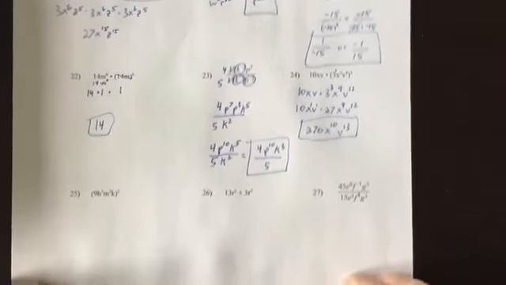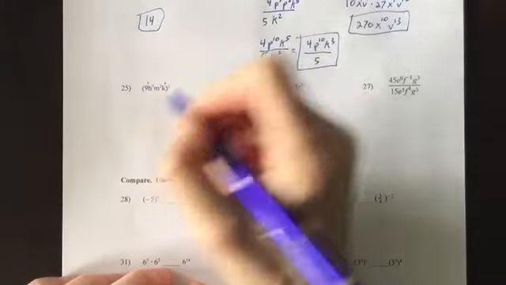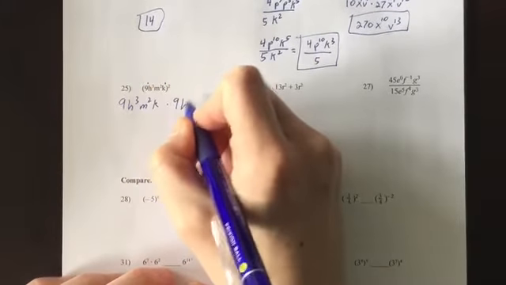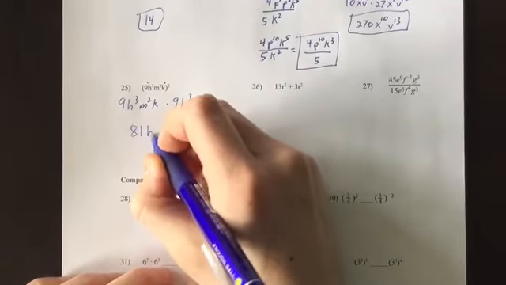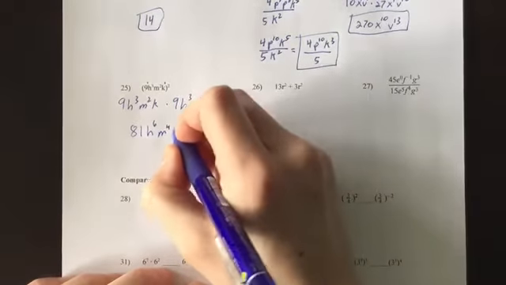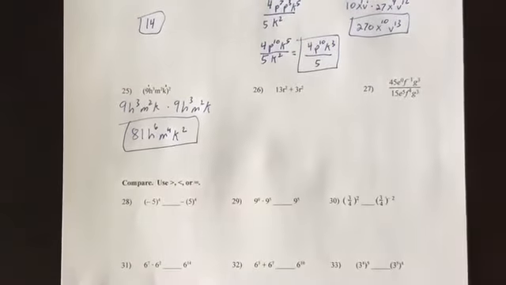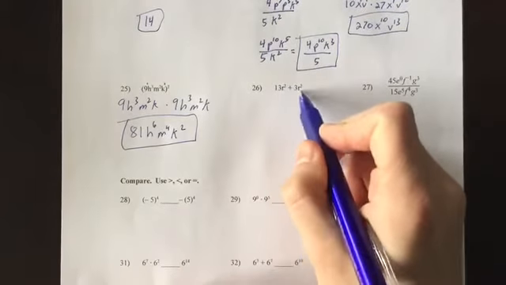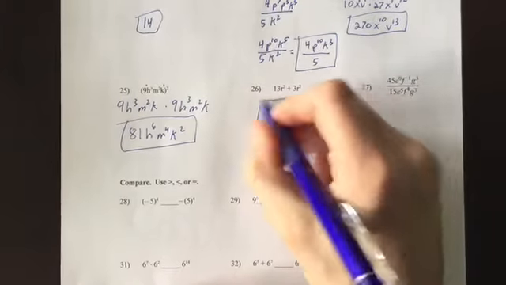Okay. Number 25, we've got that power to a power. We can use our rule or we can expand there. I'm going to expand here. Just feel like it. So 9 times 9 is 81. H to the 3rd times h to the 3rd, h to the 6th, m squared times m squared, m to the 4th, and k times k, k squared. Now 26, kind of throwing a curveball in there. Look, we're adding, we're not multiplying. Right? They're like terms, 13r squared plus 3r squared, 16r squared, that's it.